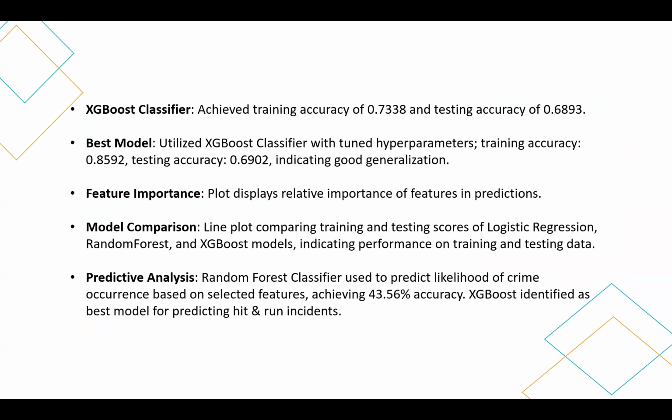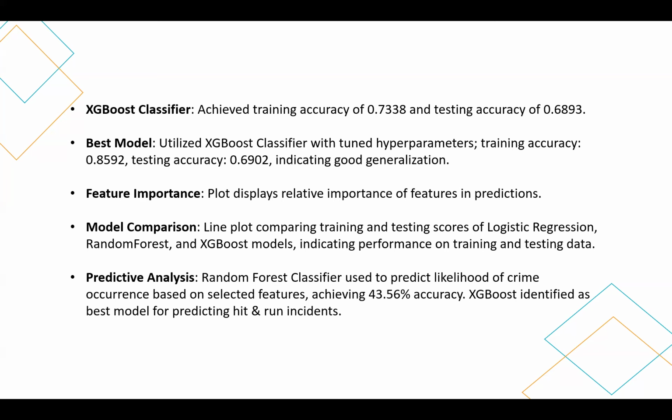An XGBoost classifier achieved training accuracy of 0.7338 and testing accuracy 0.6893. The best model utilized XGBoost classifier with tuned hyperparameters, training accuracy 0.8592 and testing accuracy 0.6902, indicating good generalization. Feature importance: the plot displays relative importance of features in predictions.